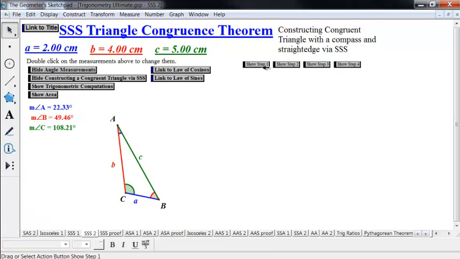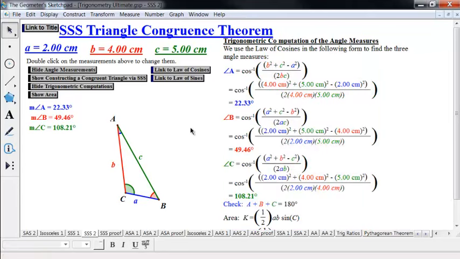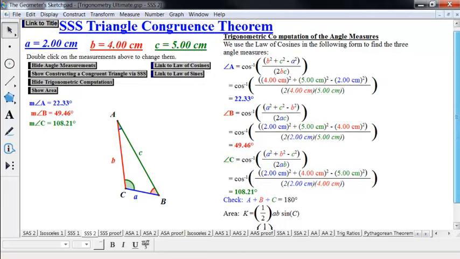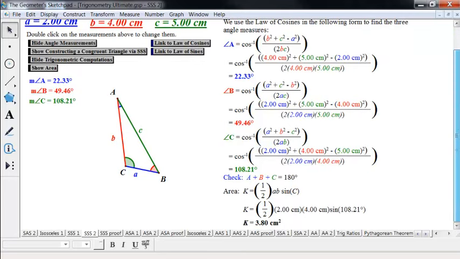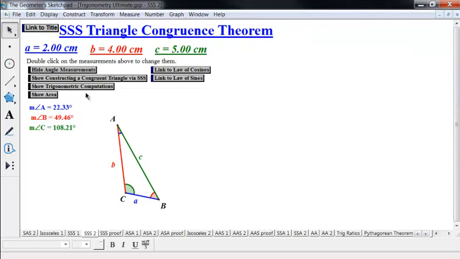You do the same thing in hyperbolic geometry with hyperbolic geometry tools. But how would we actually compute those measurements? We would use law of sines, law of cosines here. Actually, we use law of cosines to compute the angles here. And then, of course, we could use that formula for the area from trigonometry. And that shows all of the steps of that.